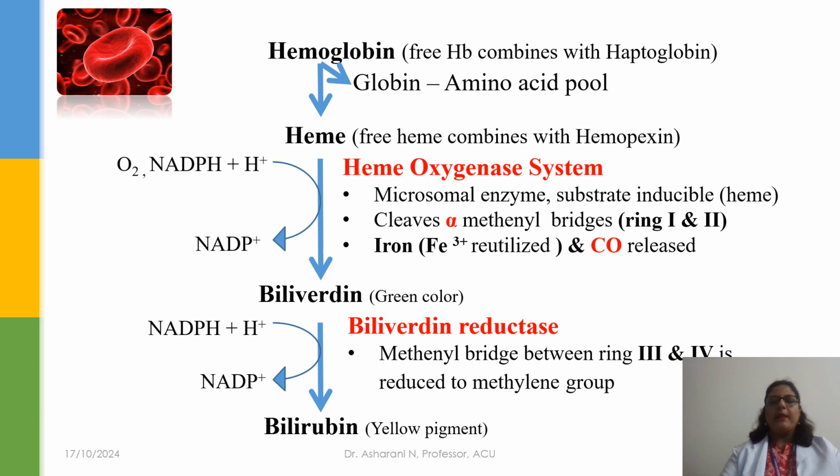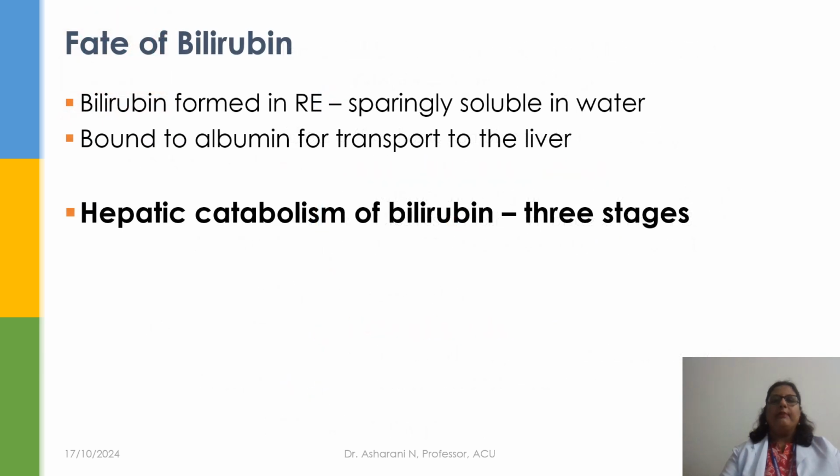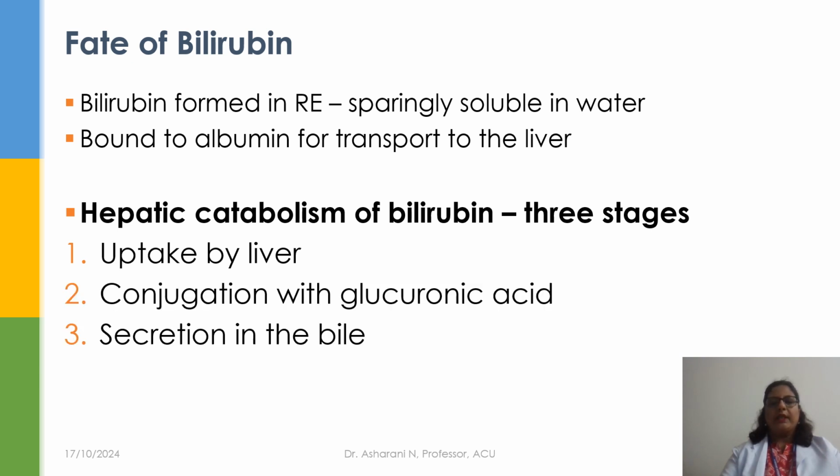Further, we will see what happens to this unconjugated bilirubin formed in RE cells, that is fate of bilirubin. This bilirubin formed in RE cells is sparingly soluble in water, that is why it's unconjugated bilirubin. And final detoxification process and secretion happens in the liver, in the hepatocytes, and it has 3 stages: uptake by liver, conjugation with glucuronic acid, and secretion into the bile.